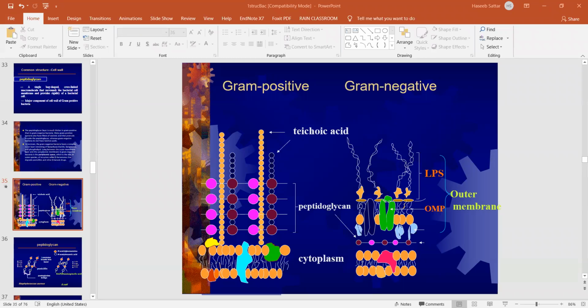The polysaccharides and the proteins which are present in the outermost membrane of gram negative bacteria act as an antigen. You know what is antigen? What is antigen?